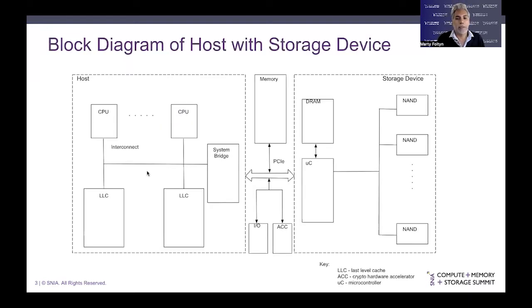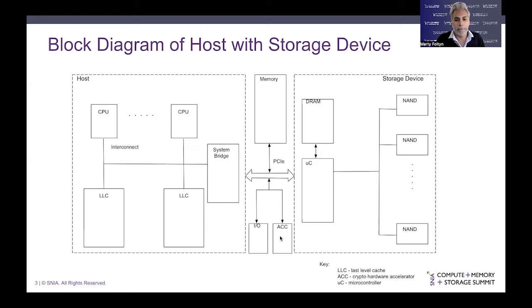This block diagram sets the context for the remaining discussion. It's a simplified block diagram showing the host system on the left, the memory PCIe bus in the middle, and the storage device on the right. The PCIe bus is an example of a peripheral bus that connects the host to the storage device as well as to memory shown above. And on the bottom, there are I/O devices as well as a traditional hardware accelerator for crypto, which can be added in certain systems.